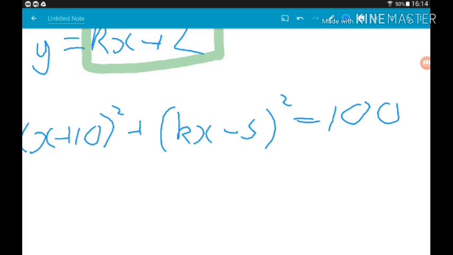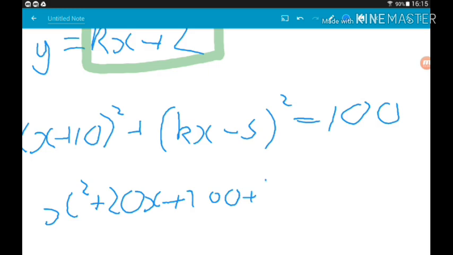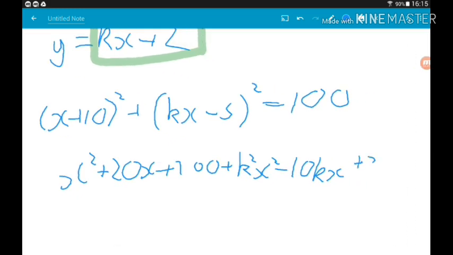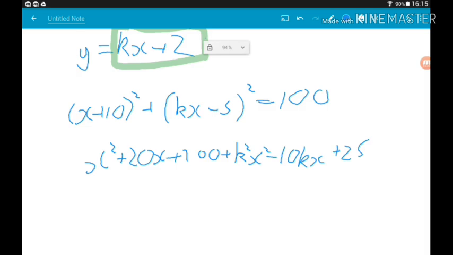So (x plus 10) squared is x squared plus 20x plus 100. And then (kx minus 5) squared is going to give us k squared x squared minus 10kx plus 25, and then that is all equal to 100.